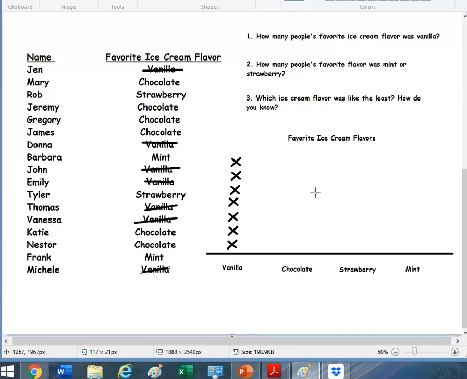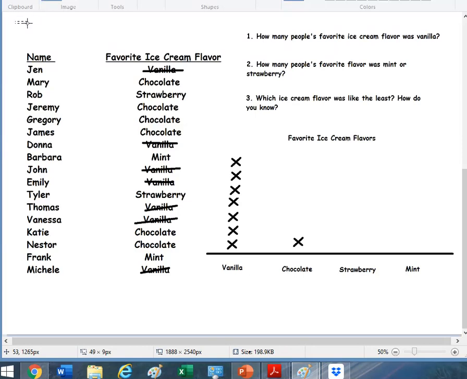Okay, so now I need to count how frequent do I find chocolate on this list for data. 1, 2, 3, 4, 5, 6. So now I'm going to have to put 6 X's above chocolate.